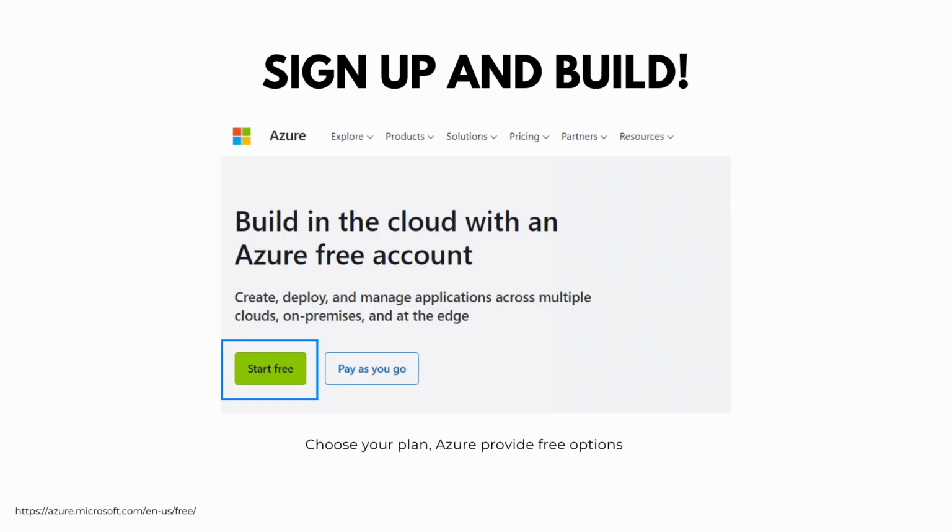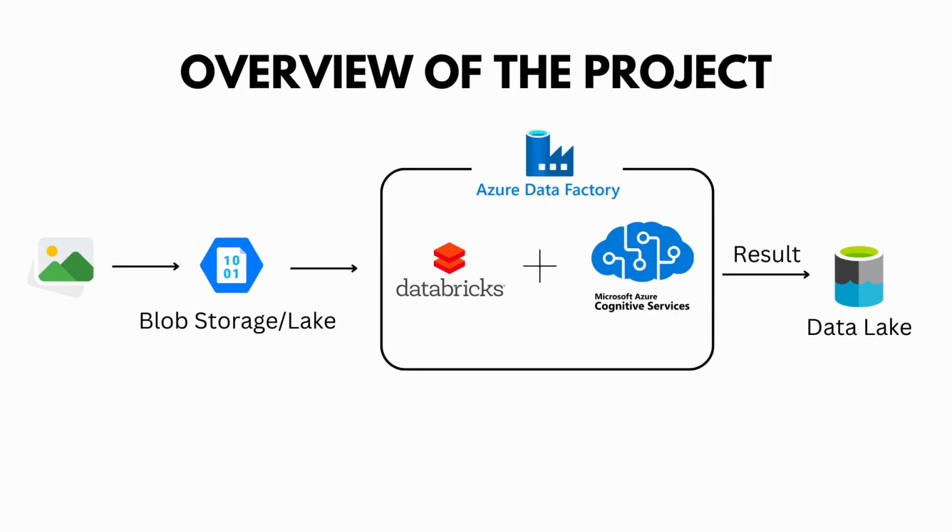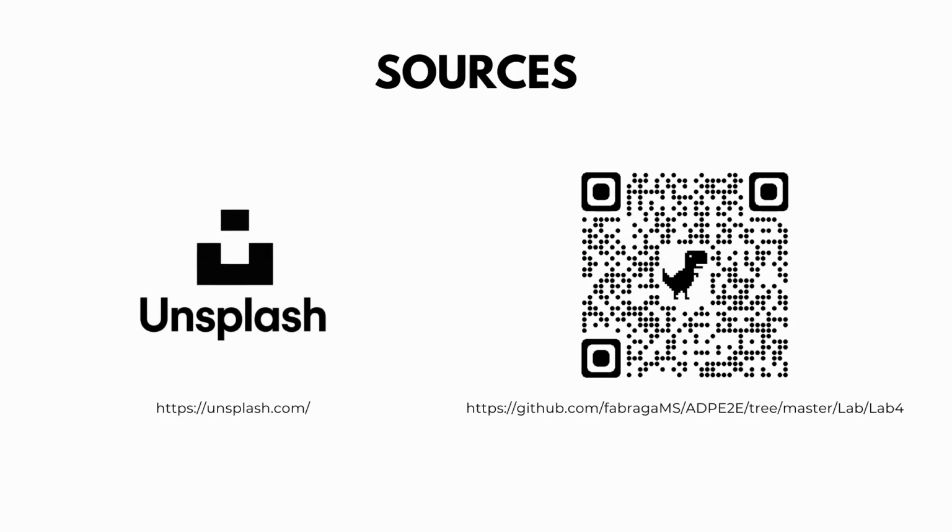You first need to sign up for Azure, link the service to your card with a subscription, and go to the Cognitive Service page. In this video, I will teach you how to create a pipeline for automating Cognitive Service to analyze images uploaded to Azure storage and save the results to the data lake. This video uses the tutorial from this GitHub, and let's get started.